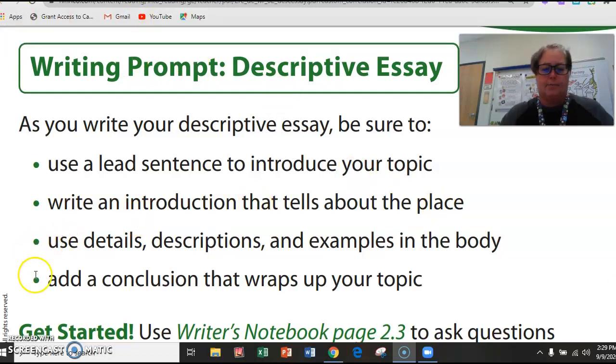So the last thing right here says add a conclusion that wraps up your topic. So first you did your lead sentence, which was just the first sentence that told me a little bit about what you were going to write about. And then in the body of the essay, you gave me all the details: why you love your grandparents, what fun things you do with your grandparents, where you go, what they cook for you, all the details. And then we're going to add a conclusion that wraps up your topic.